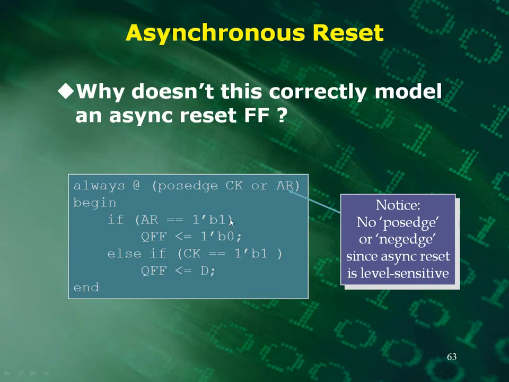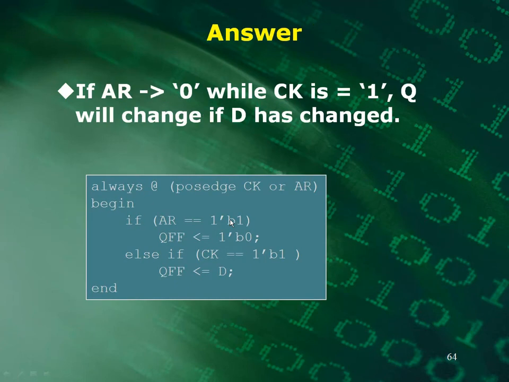Okay, so let's look at the problem here. The answer to it is if the asynchronous reset is low, while the clock is 1, then the Q will change if D has changed. Let's look at how this is actually done.